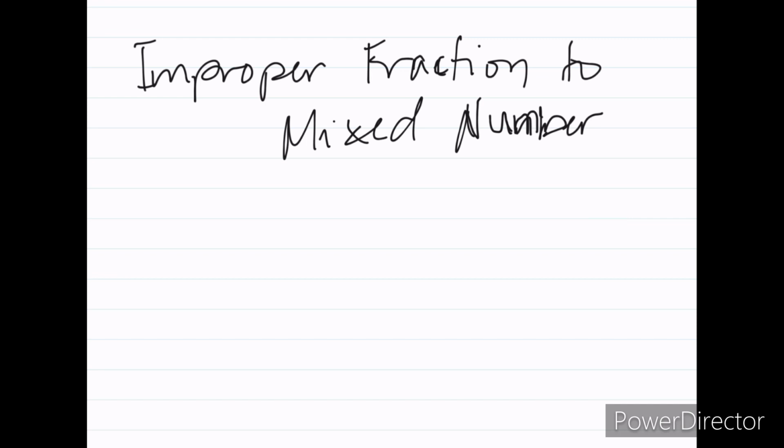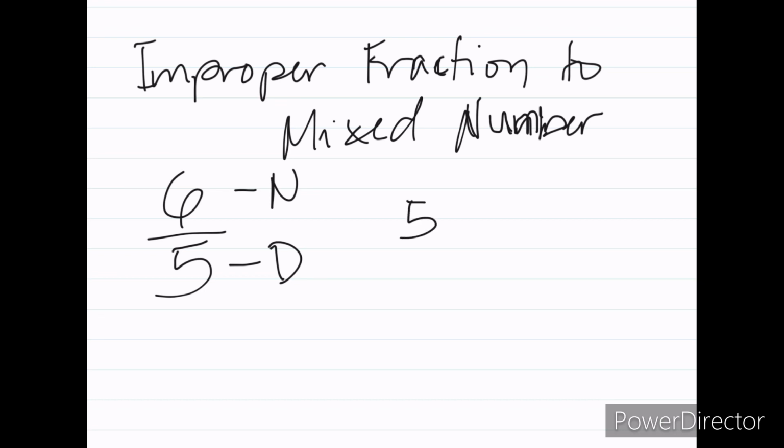Okay, so for example, if we have 6 over 5, how are we going to change that into a mixed number? So first step, divide the numerator by the denominator. So this is our numerator and this is our denominator. So we are going to divide our numerator by the denominator.